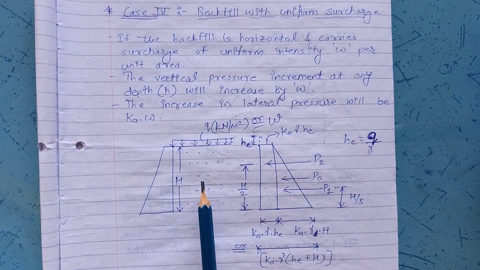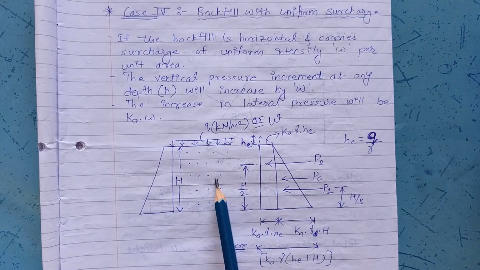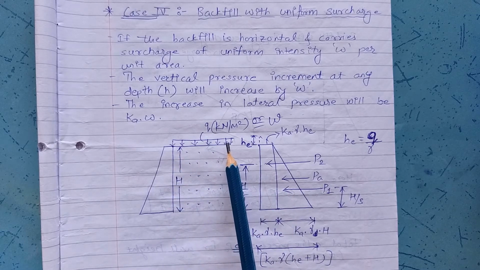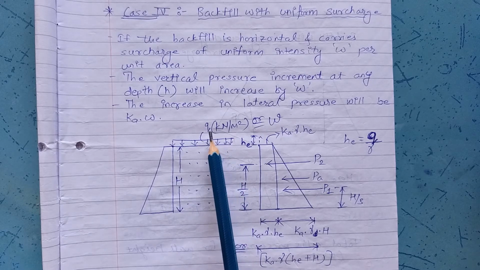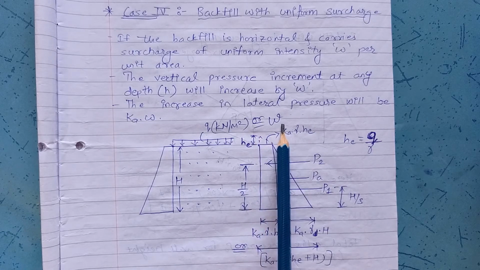Now consider this stress diagram. This is the pressure diagram. This is the retaining wall backfill subjected to UDL or surcharge, that is uniform. Hence this intensity is called Q. It will be in kilonewton per meter square, or say W. And this is the pressure diagram.